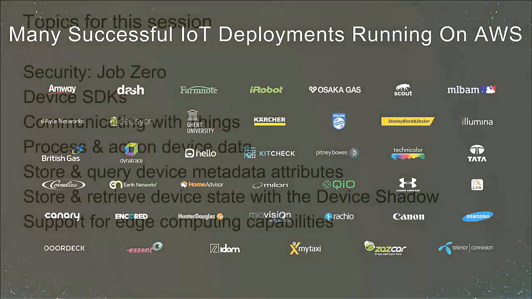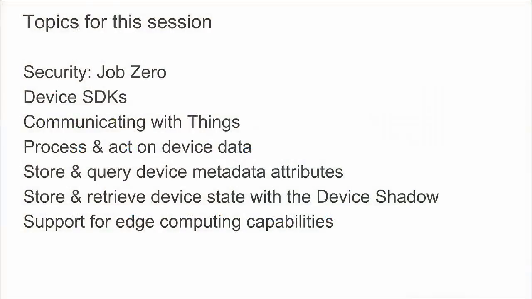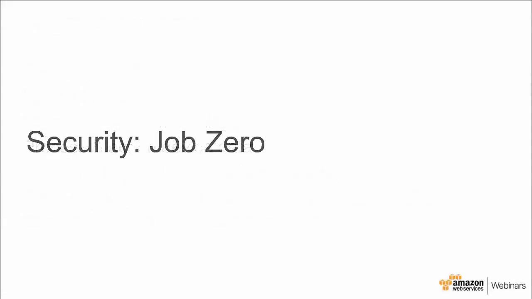So topics for the session. We're going to take a look at security. We'll take a look at device SDKs, communications mechanisms, how to process and act on device data, storing and querying device metadata attributes. We'll take a look at state caching and asynchronous device updates with the device shadow. And then lastly, we'll take a quick look at a service that's in preview from AWS to enable edge computing capabilities within IoT applications.